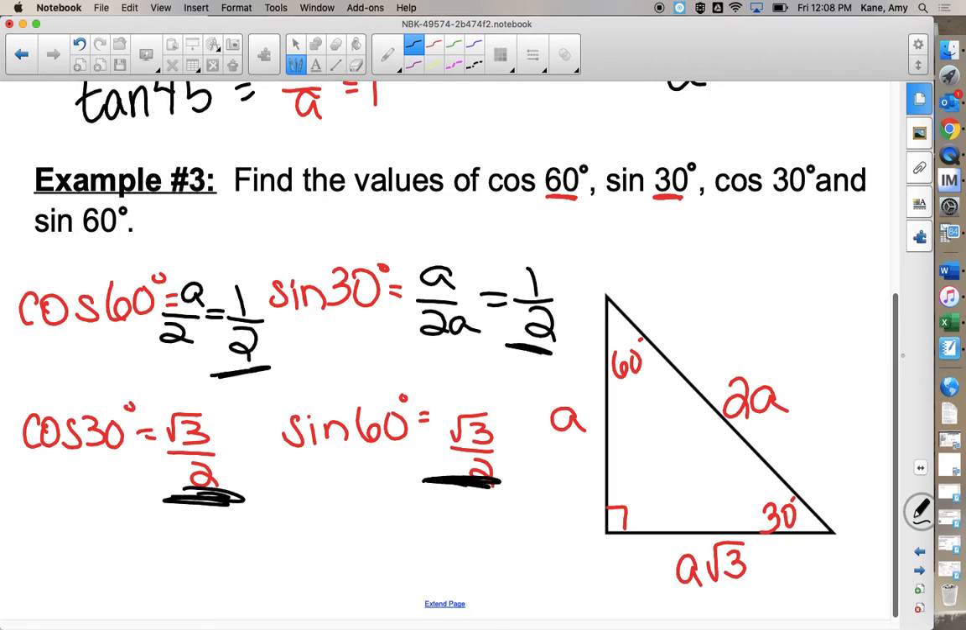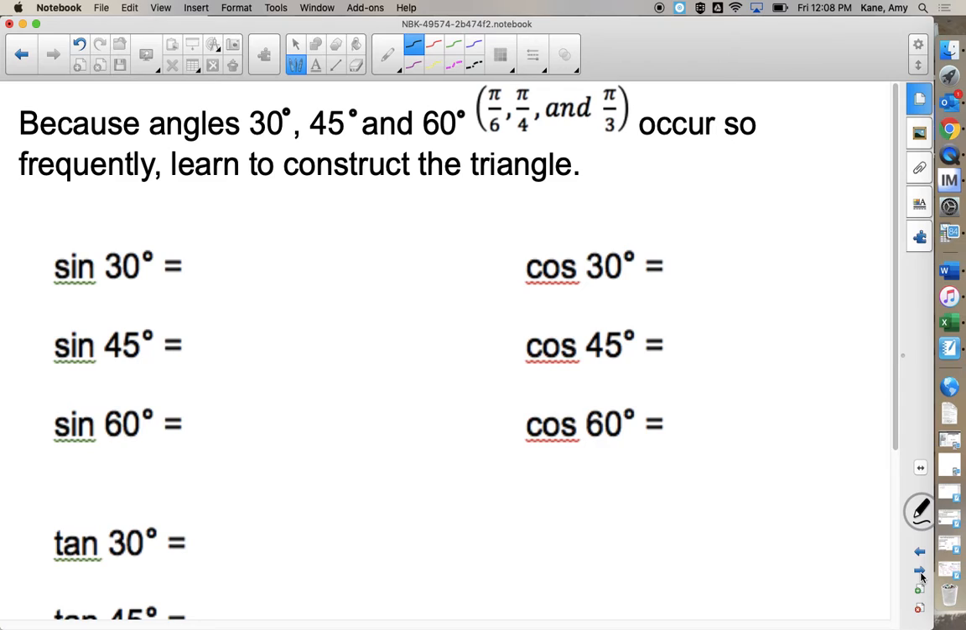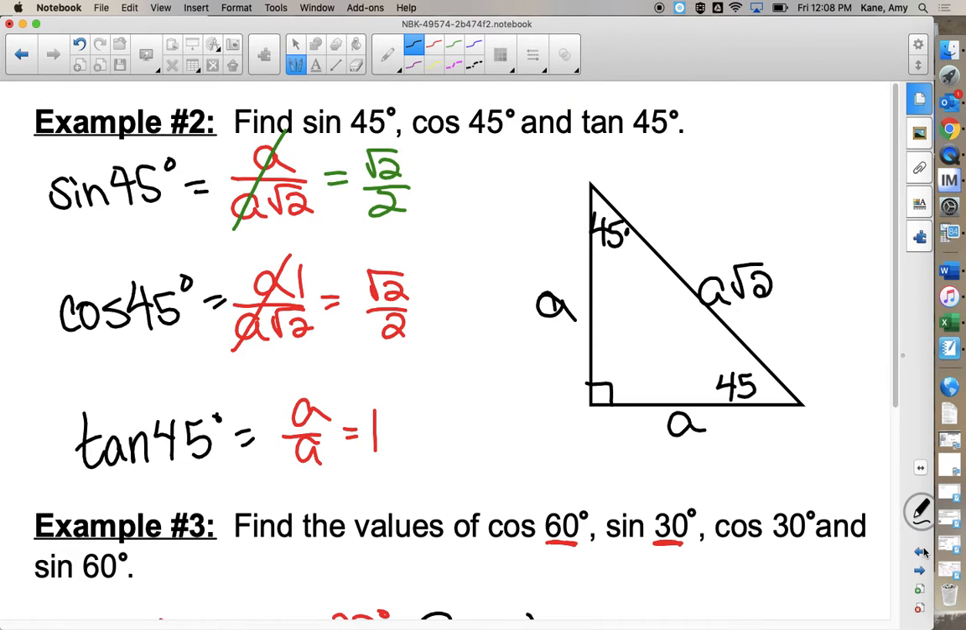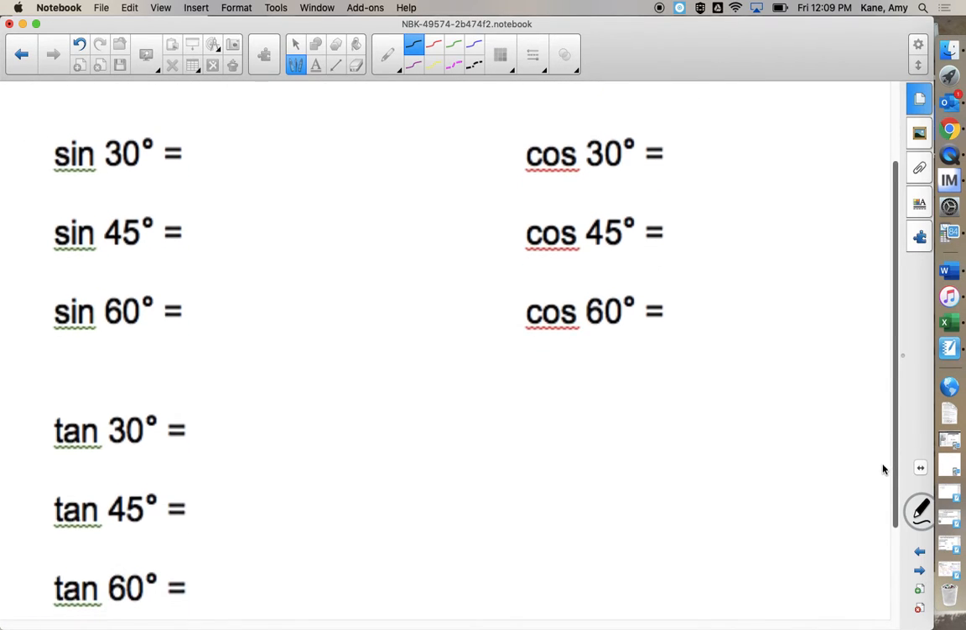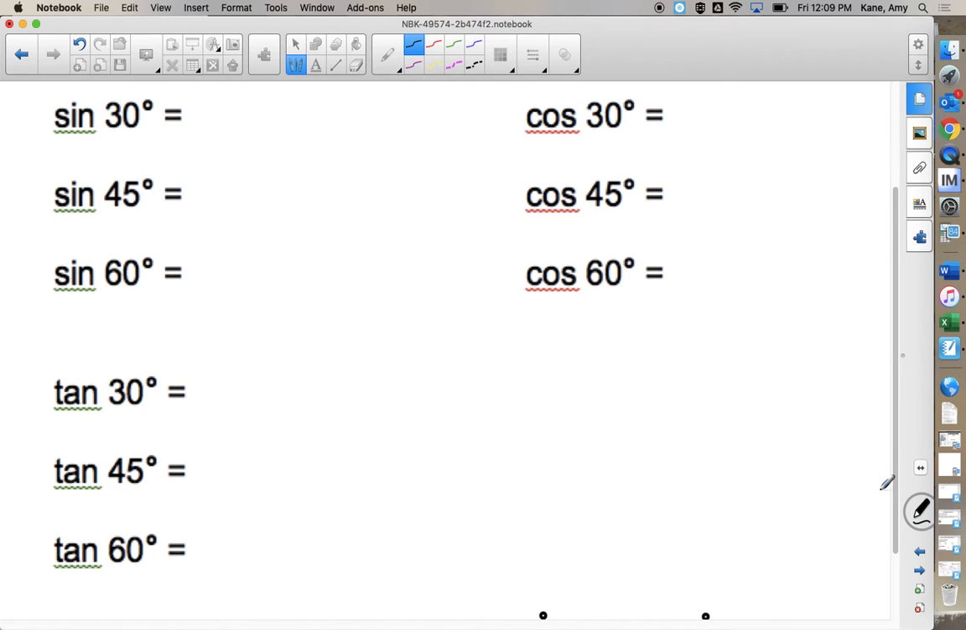So at the top of the next page, it says because angles 30, 45, and 60, pi over 6, pi over 4, pi over 3, occur so frequently, you can learn to construct triangles for them, which is what we have over here. We have two triangles drawn. Or you can remember the three ordered pairs that are attached to them.